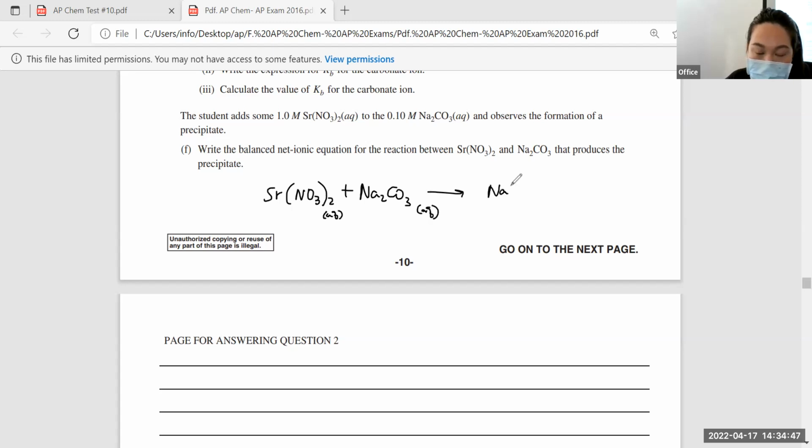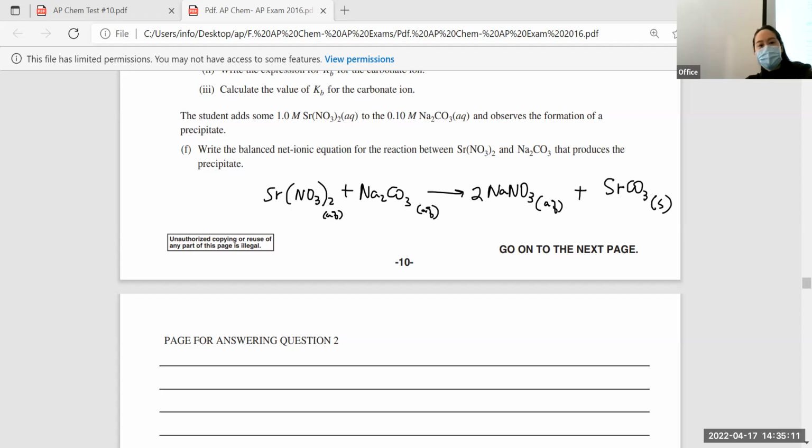I get NaNO3, which is aqueous, and then strontium carbonate, which is a precipitate. Right. I didn't balance it. There you go.